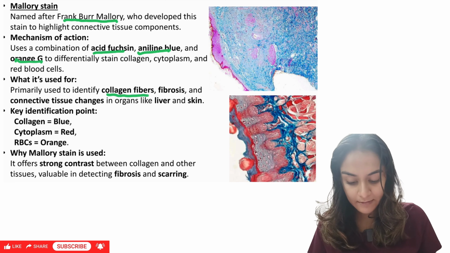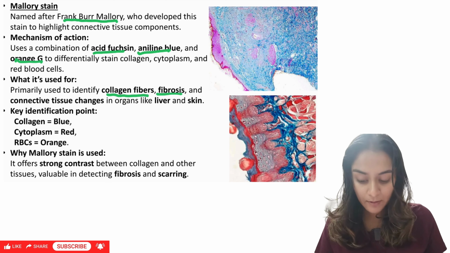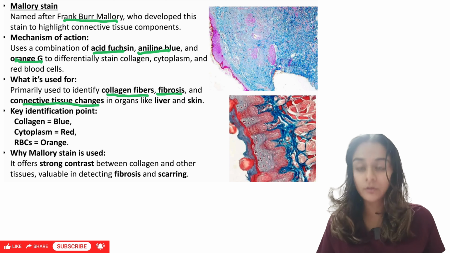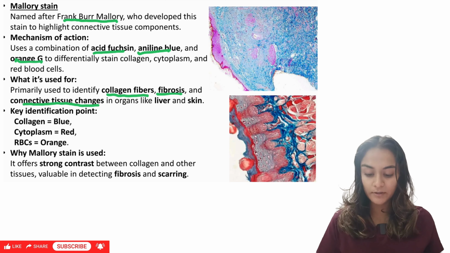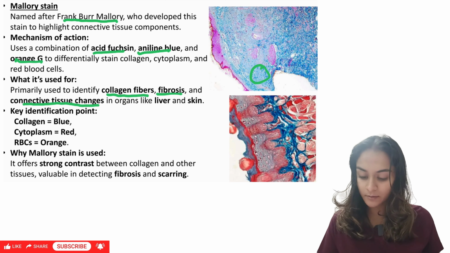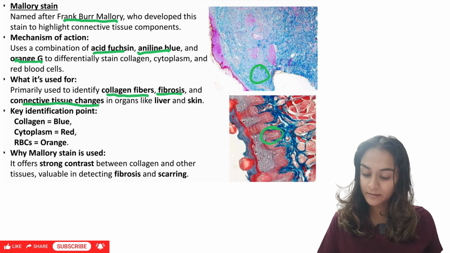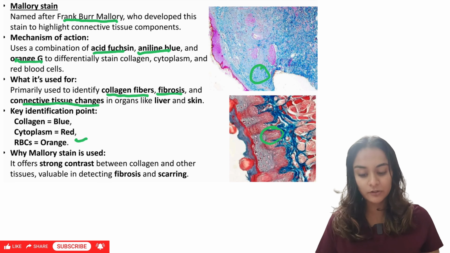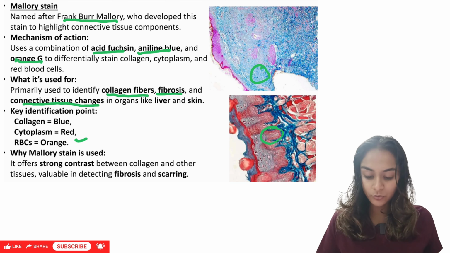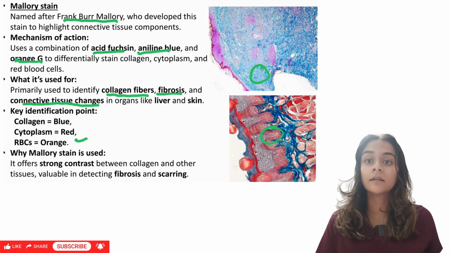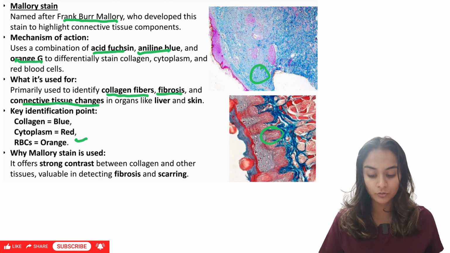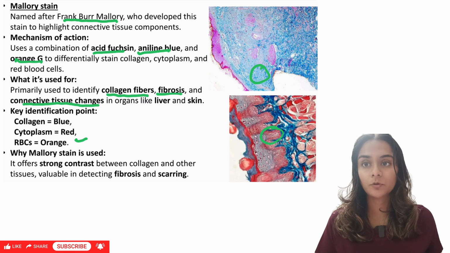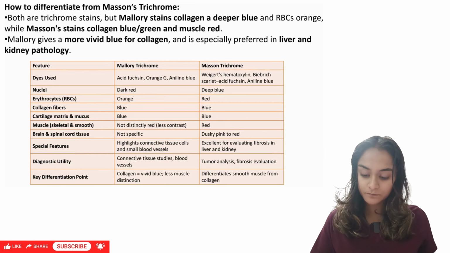What is it used for? It is used to identify collagen fibers, fibrosis and connective tissue changes in organs like liver and skin. Key identification point is collagen stains blue in color, cytoplasm stains red in color and RBCs are orange in color. Why is it used? It is a strong stain that is used to differentiate the contrast between collagen and other tissues, valuable in detecting fibrosis and scarring.